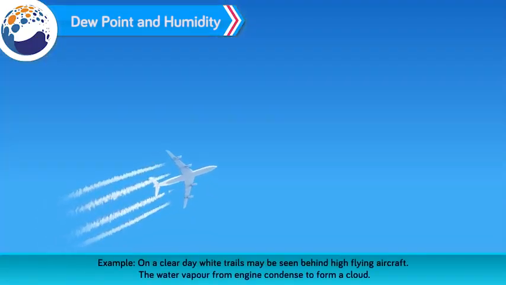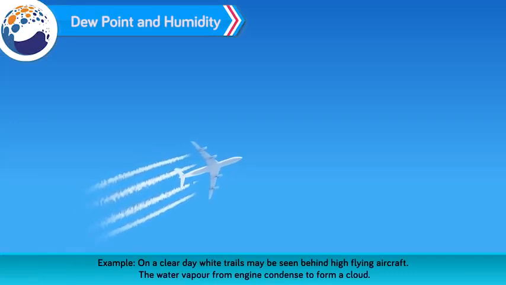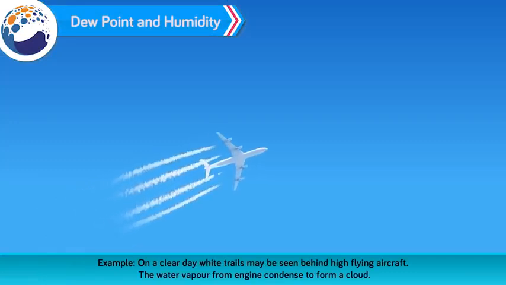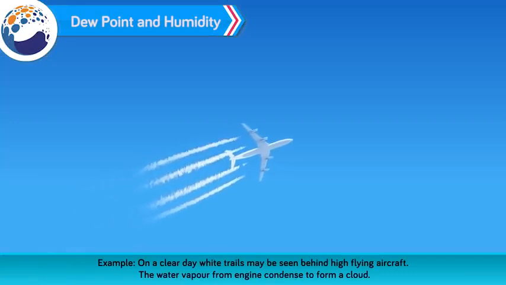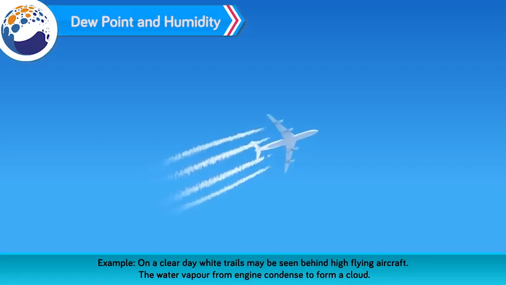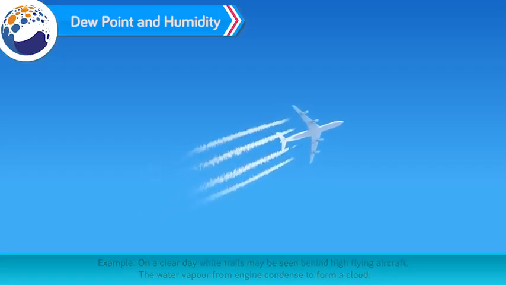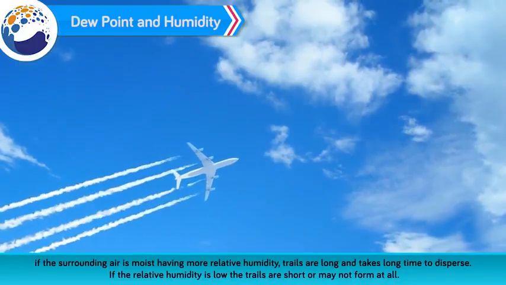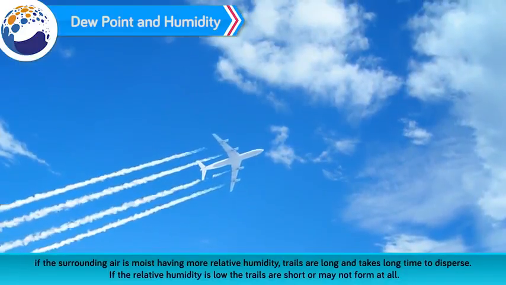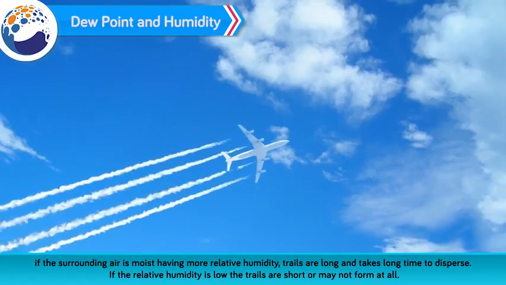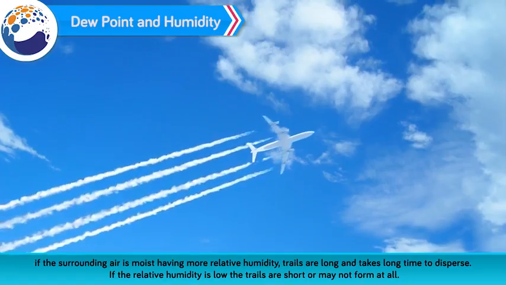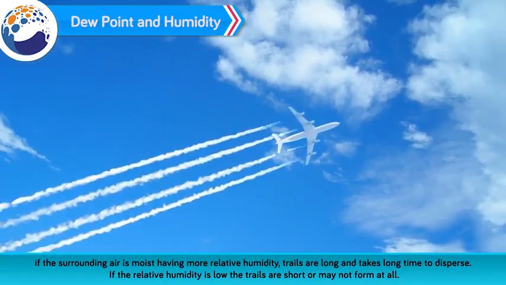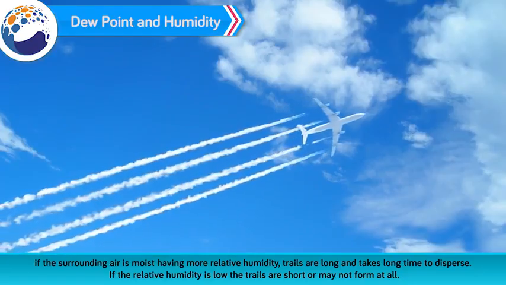Example: on a clear day, white trails may be seen behind high-flying aircraft. The water vapor from the engine condensed to form a cloud. If the surrounding air is moist, having more relative humidity, trails are long and take a long time to disperse. If the relative humidity is low, the trails are short or may not form at all.